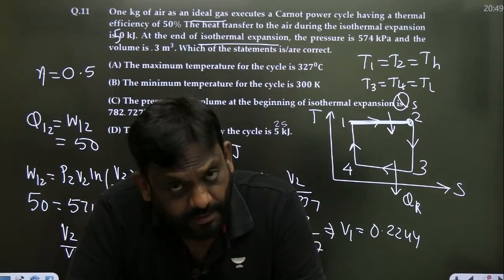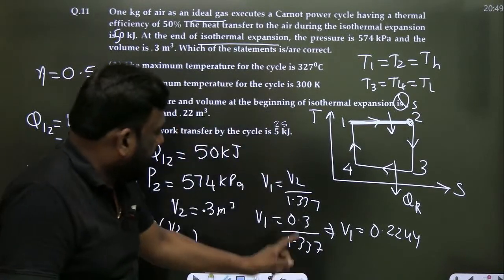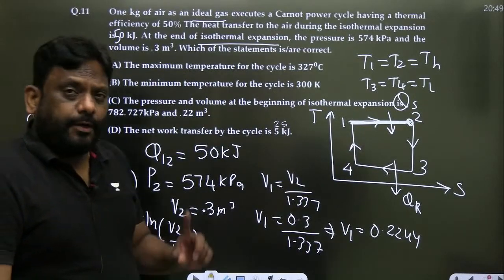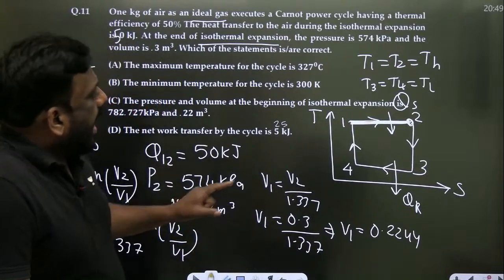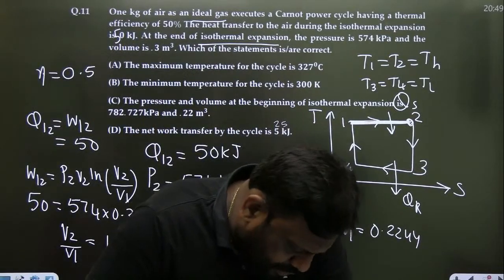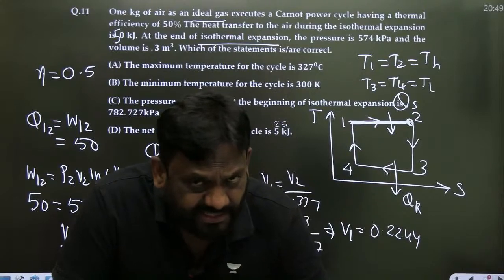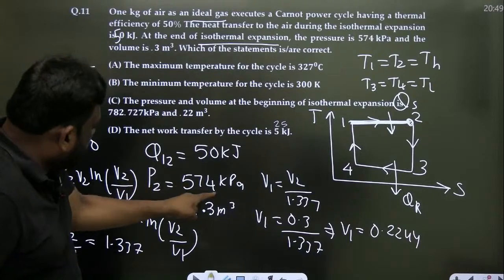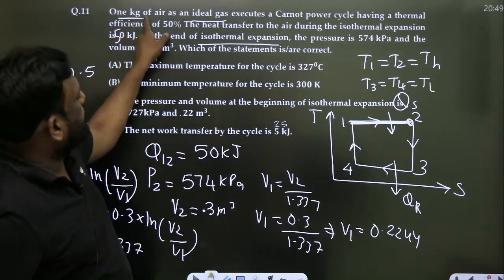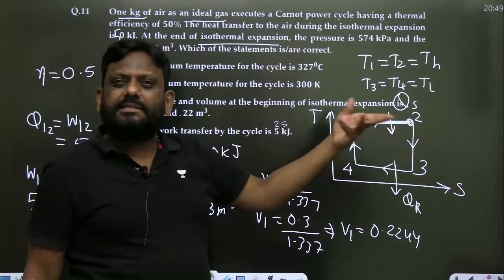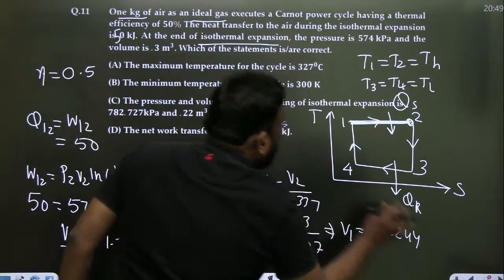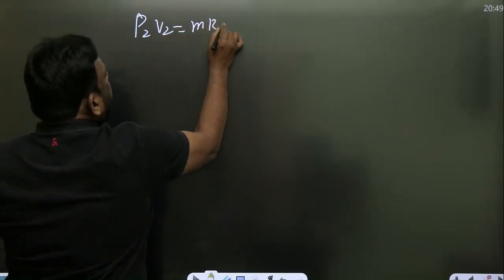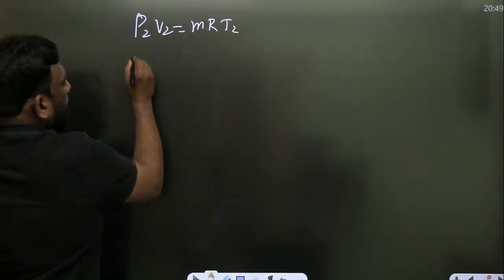मैं पूछ रहा हूं. देखो, why did you calculate V1? अब मैं बताता हूं. देखो, आपको टेम्परेचर चाहिए. सुनो केयरफुली, प्लीज डोंट वरी. यहां पे P2 is given, V2 is given, mass is also given. Can I calculate T2 sir? It is an ideal gas. देखो, इधर देखो. P2 V2 is equal to mRT2.